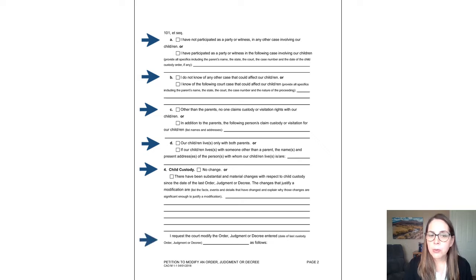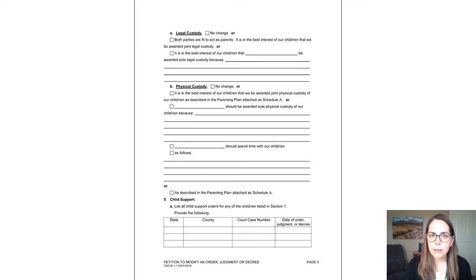Down here, you're going to put the date of the last order. The existing order, what was the last date of the judgment? Here on page 3, it's going to address legal custody. If you're asking for a change, you're going to identify what that change is. If you're leaving it the same as the previous order, you'll just mark no change and move on.